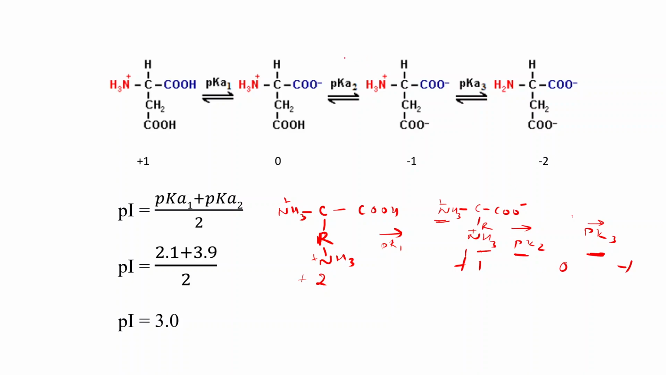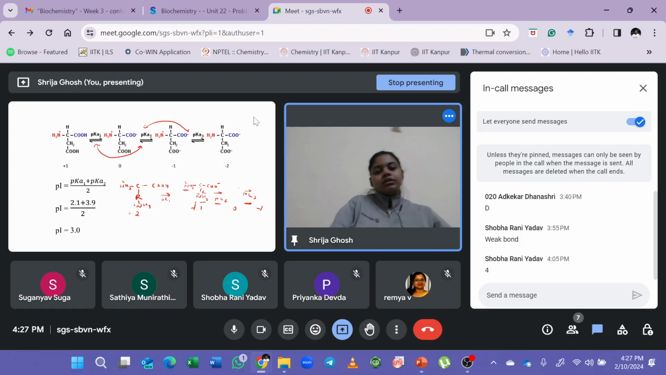So if you have a basic amino acid, you will have to take the average of these two pK values. If you have an acidic amino acid, you will have to take the average of those two pK values. Is that clear? So it's not always that you take the average of the first 2 pK. You have to see at what point the net charge on an amino acid is 0. At that particular point only you will take the average of the 2 pK before and after that particular form. Okay.